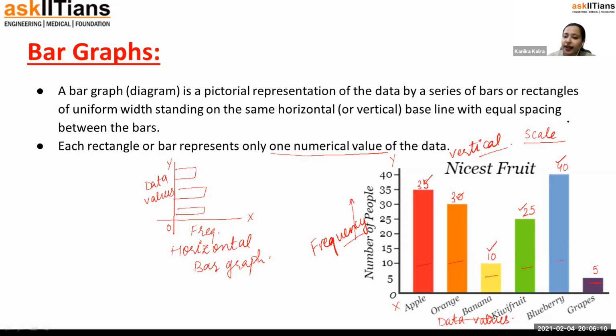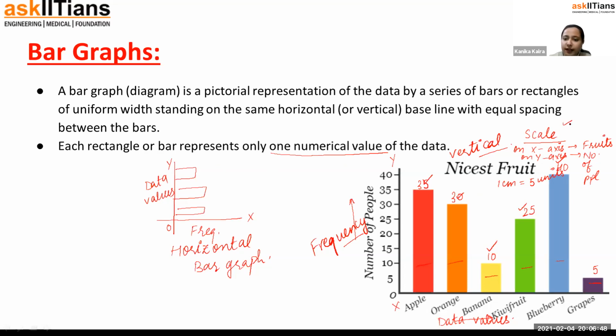Please make sure that you write the scale as well, as in what is mentioned on the x-axis and what is mentioned on the y-axis. So we would be writing on the x-axis, you have represented the fruits, and then on the y-axis, you have represented the number of people. Or you can simply write this as 1 centimeter or one box would be equal to, in this they have taken it as 5 units. So you have to mention 5 units as well.